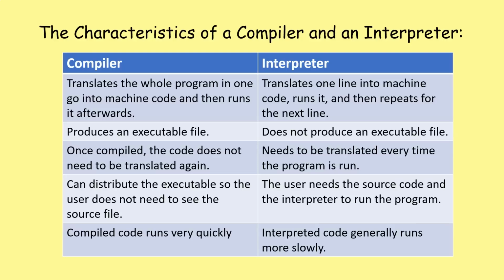Once compiled, we can distribute the executable, so the user does not need to use or see the source file. Whereas with an interpreter, the user needs the source code file and the interpreter both to run the program. Compiled code tends to run very quickly. Interpreted code tends to run more slowly because it has to be reinterpreted every time it's run.